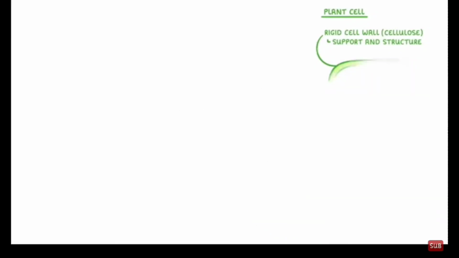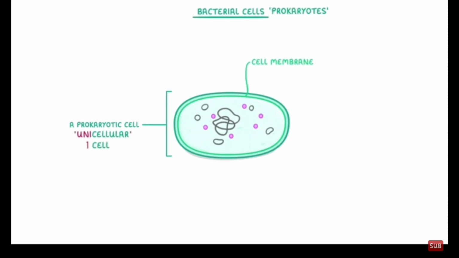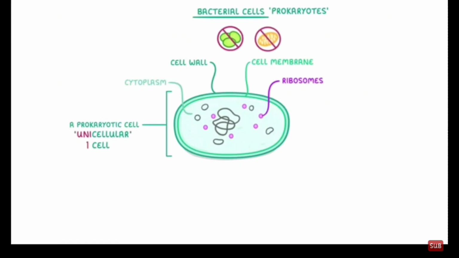The last thing we need to look at are bacterial cells. As we said earlier, bacteria are prokaryotes and consist of a single prokaryotic cell. This means we can refer to them as unicellular, which just means a one-cell organism. Just like the eukaryotic cells that we've seen so far, bacteria also have a cell membrane, a cell wall, ribosomes, and cytoplasm. Importantly though, they don't ever have mitochondria or chloroplasts, and they don't keep their genetic material in a nucleus.